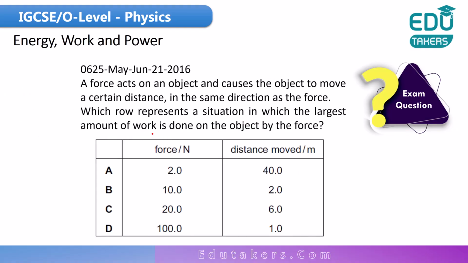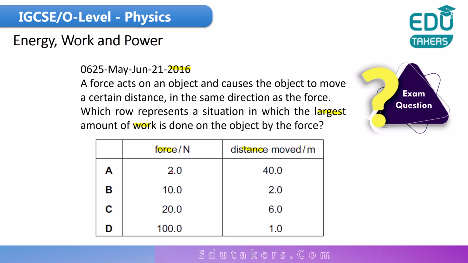Here is the exam question that appeared in May-June 2016. A force acts on the object and causes the object to move a certain distance in the same direction as the force. Which row represents a situation in which the largest amount of work is done on the object by the force? So in which one of the following situations is the largest work done? The force is given and also the distance moved by the object is given.